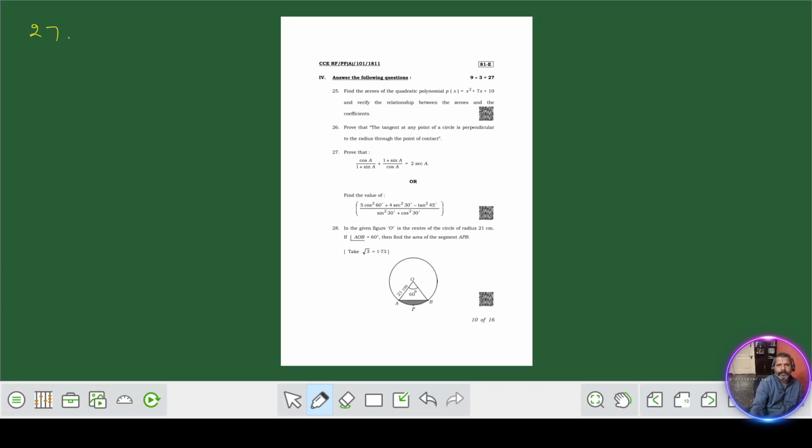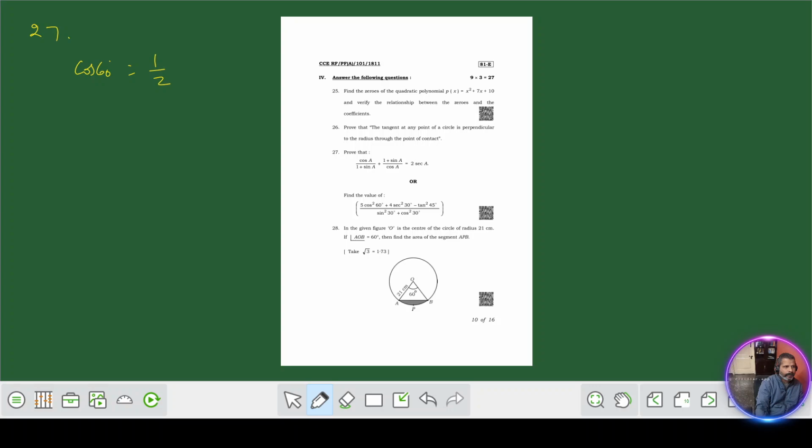Find the value of. Here it's very simple. Just substitute the values of the standard angles and find its value. So before substituting, first write what we are going to substitute. Cos 60 is nothing but sin 30, 1 by 2, which is the same as cos 60.